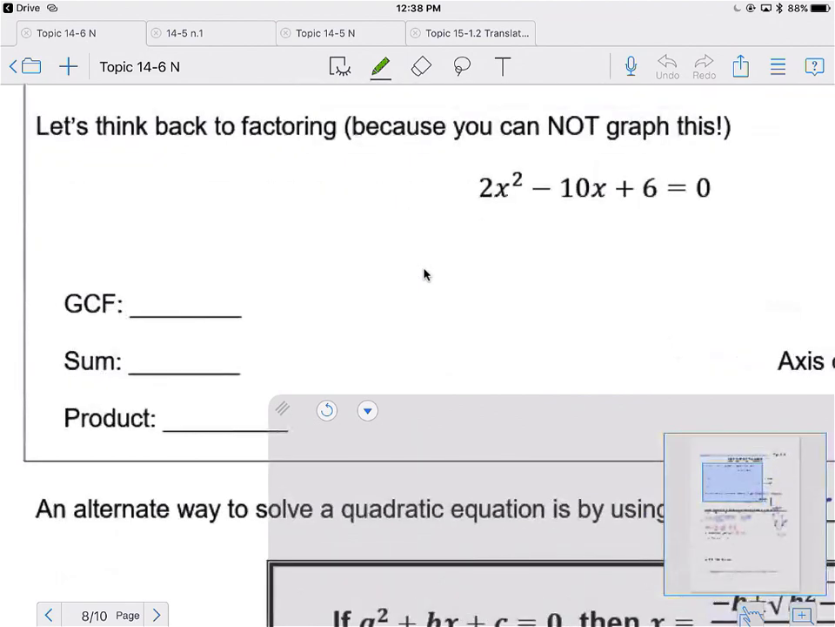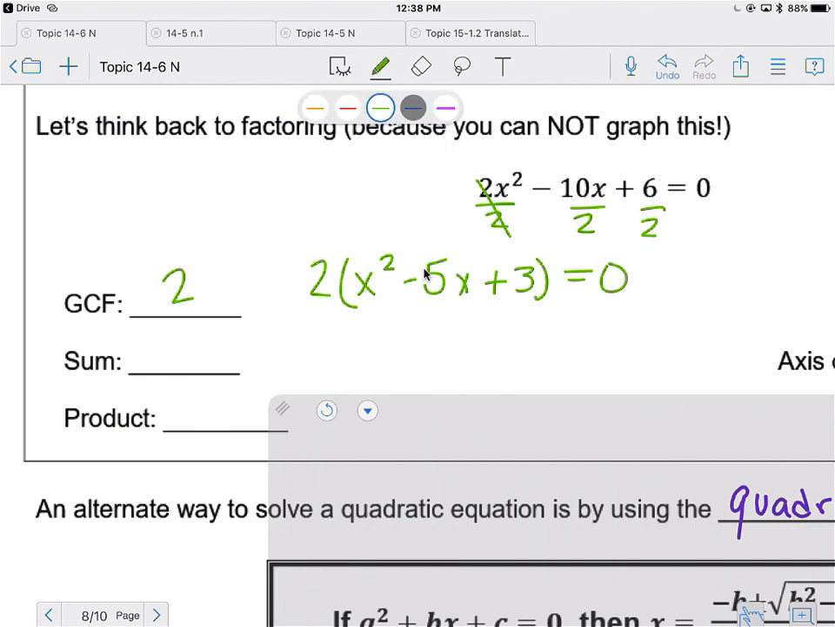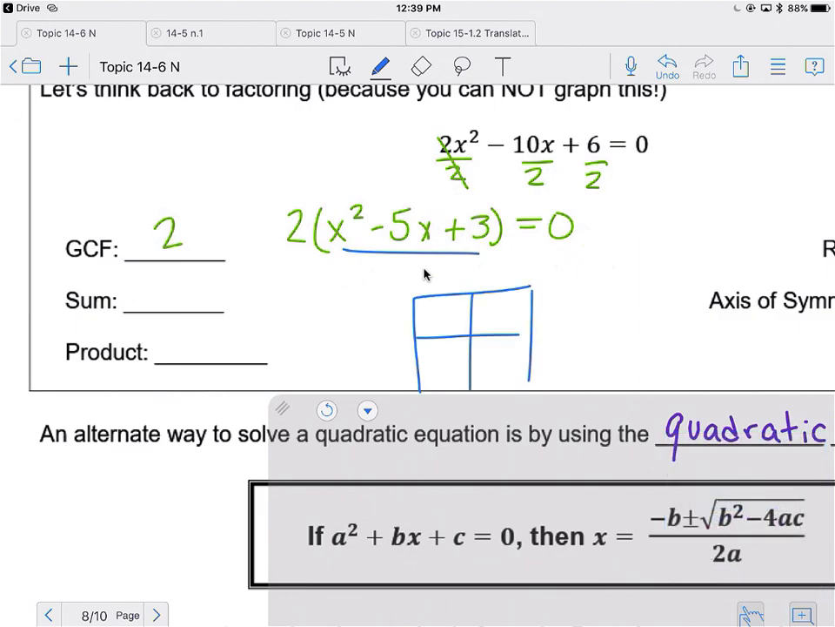So GCF, we have a GCF of 2. So I will take a 2 out of every piece. Remember, when you take it out, you divide it. So we have x squared minus 5x plus 3 equals 0. I then take whatever's in the box and plug it up. So it's right here. My product is 3x squared. My sum is a negative 5x.